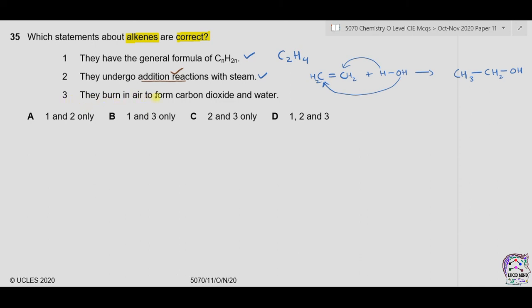3. They burn in air to form carbon dioxide and water. So C2H4 in the presence of oxygen, combustion takes place to form CO2 and H2O. So 3 is also correct. As all 3 options are correct, the answer is therefore D.